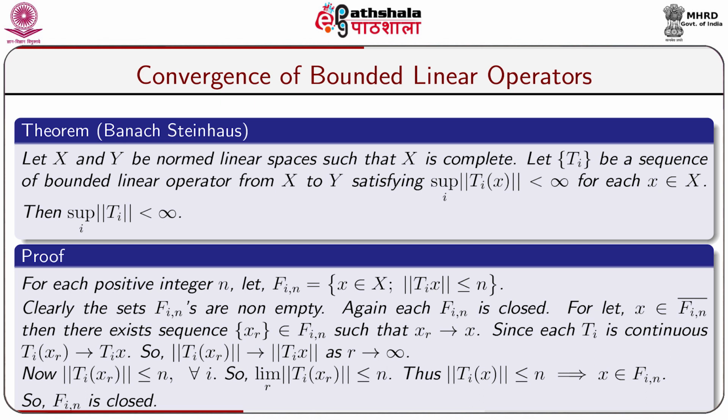So, xr goes to x as r tends to infinity implies Ti xr goes to Tix. So, norm of Tixr goes to norm of Tix as r tends to infinity, because the norm function is continuous. Now, norm of Tixr less or equals to n, because xr is taken from Fin, and Fin is assumed the collection of all elements for which norm of Tix less or equals to n. So, limit over r of norm of Tixr less or equals to n. Thus, norm of Tix less or equals to n implies x belongs to Fin. So, Fin is closed, and hence Fin bar equal to Fin.